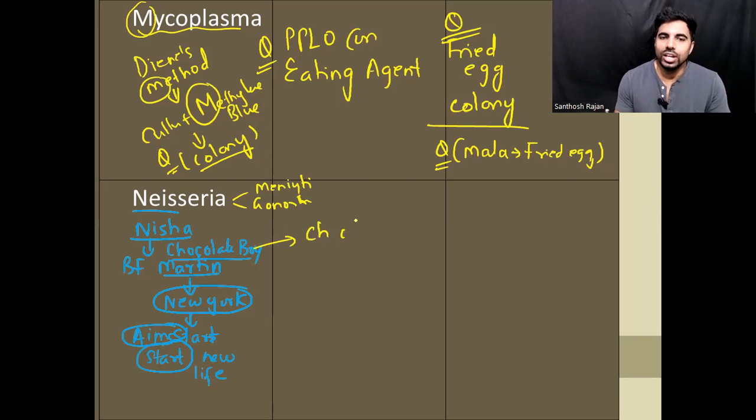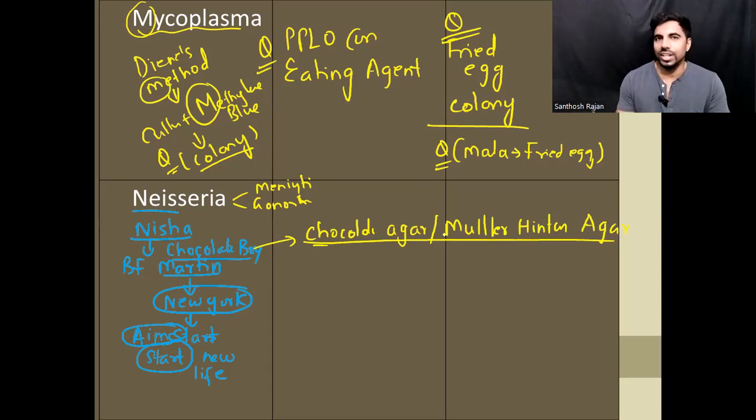Chocolate agar is also normal. If you don't have any special media, chocolate agar is enough. Or another one is Muller-Hinton. Muller-Hinton is also used for antibiotic sensitivity. Don't forget, that also is a question. Chocolate or Muller-Hinton agar. Martin, that's the selective media.